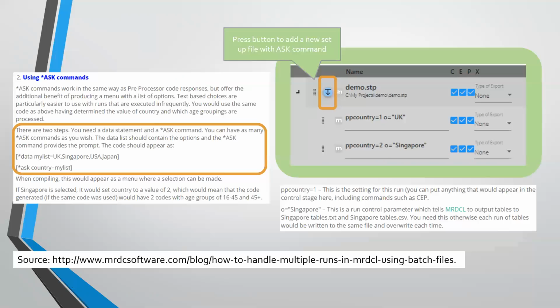When a setup file needs to be run multiple times, the data statement and ask command in the setup file can be used. As many ask commands can be added. To use the ask command in batch run, the ask command parameters will have to be added in the setup item. Note that all the text appears in double quotes. To add the ask command in batch run, click on the expand arrow to add a new setup with the ask command icon.